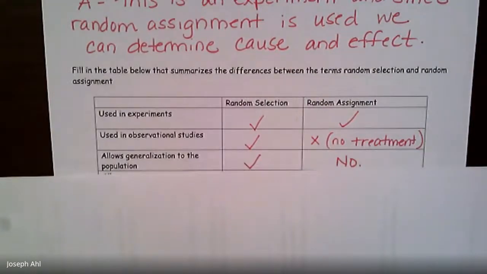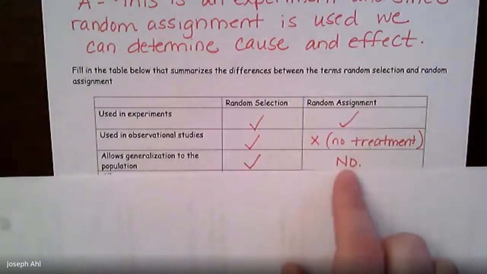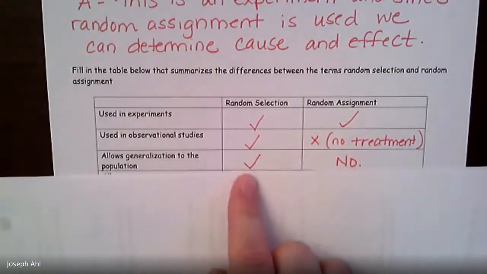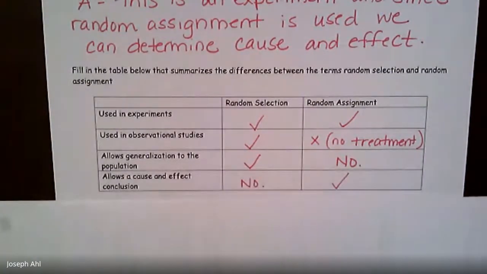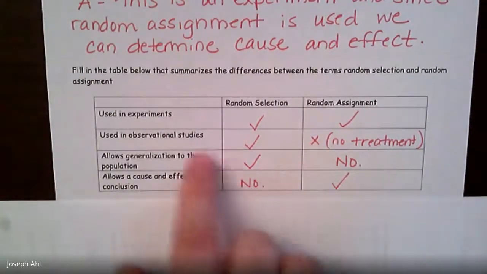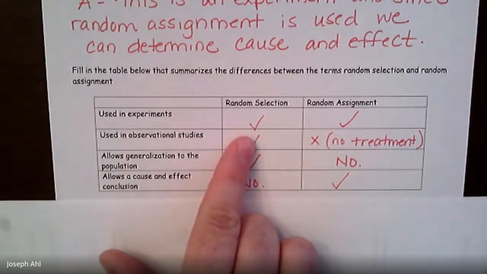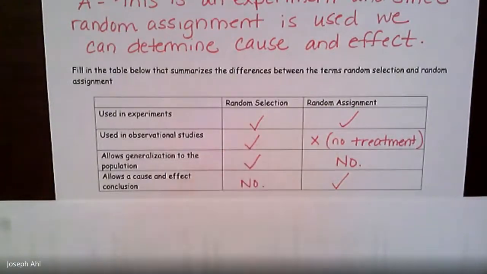Random assignment is specific to an experiment only, so we're not going to see that in observational studies. Next, allows us to generalize to the population. We saw a case where random assignment didn't necessarily mean that we can generalize to the general population. We can only do that in the case of random selection. Finally, the last case allows for cause and effect. Cause and effect is a result of random assignment, but not necessarily a direct result of random selection, because remember, we had random selection in an observational study, but we cannot conclude cause and effect there.